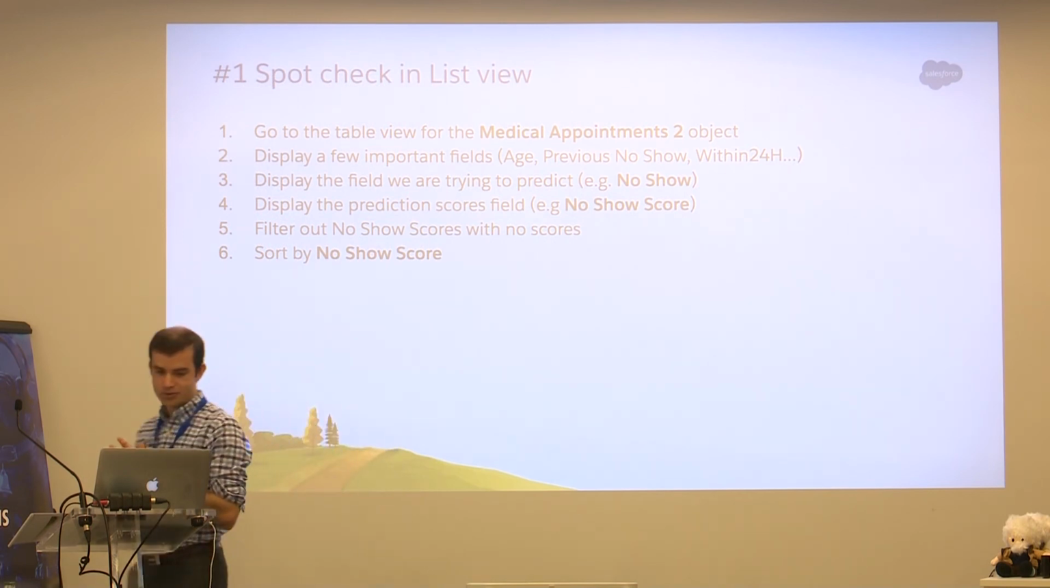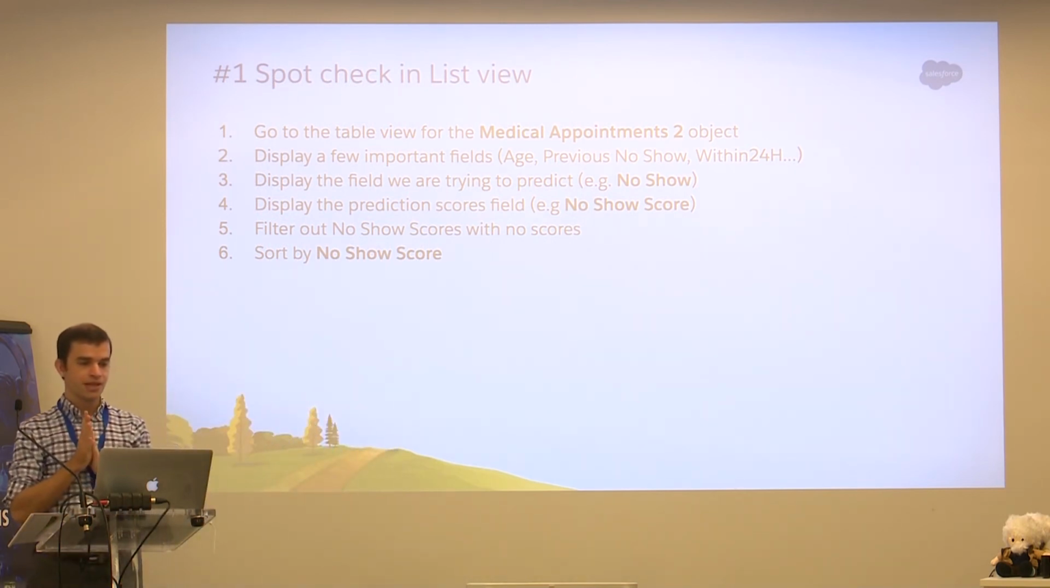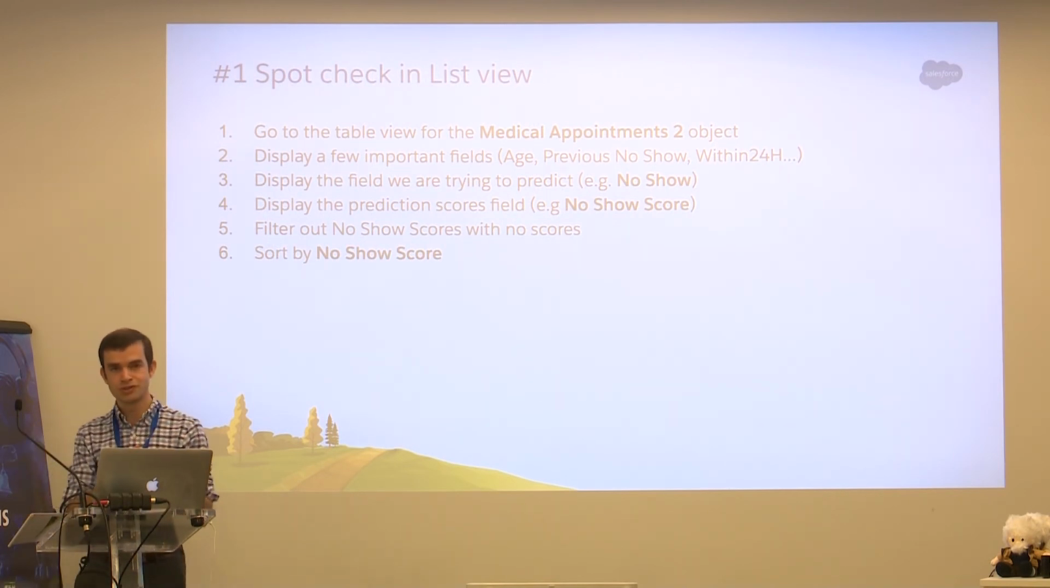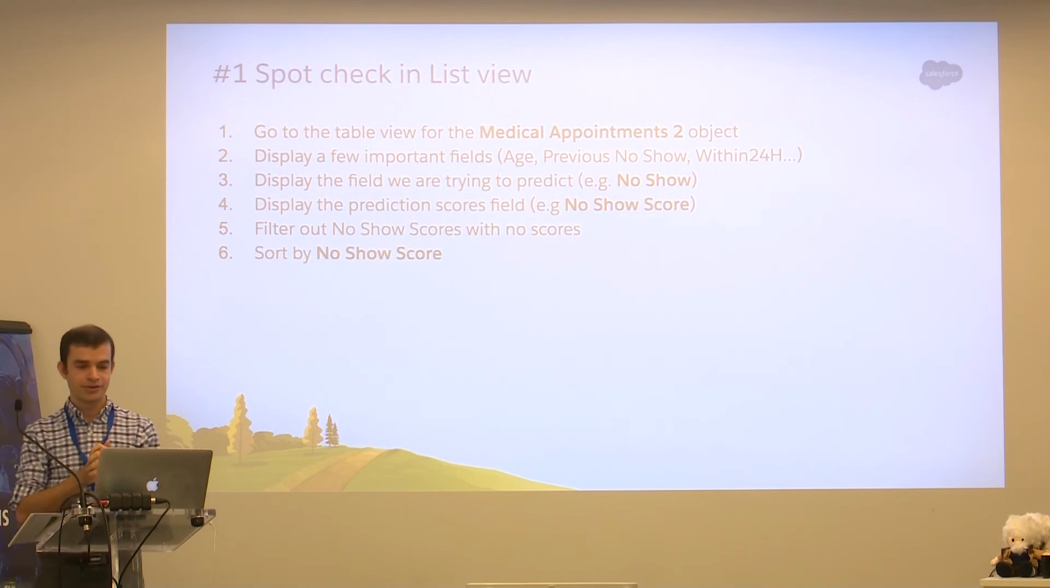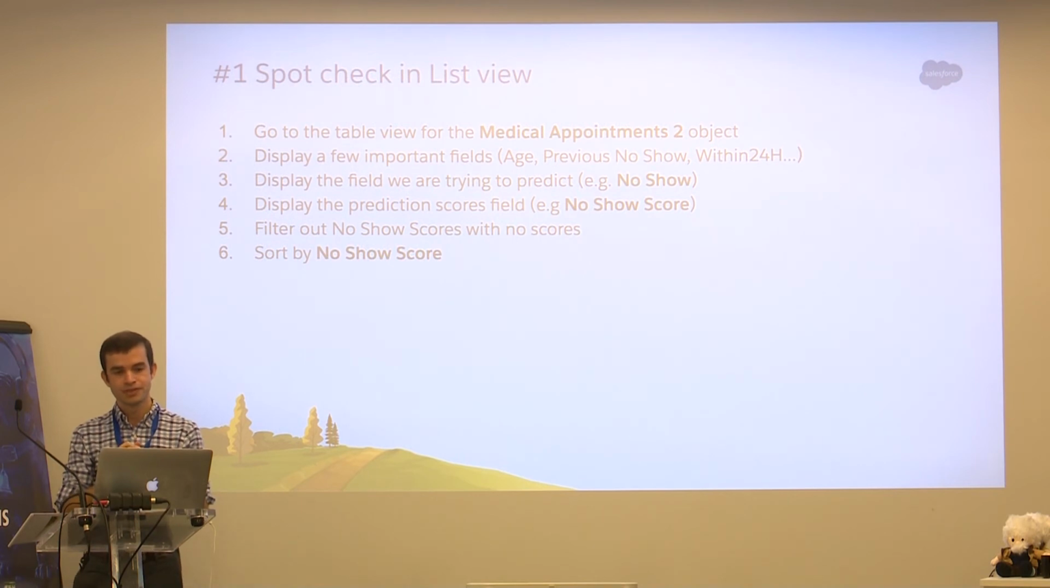And so you can go to the medical appointments 2, and then you can select a few fields that we saw were important. For example, we saw that previous no-show within 24 hours were important, so you can add them in the list view. You can display the field that we are trying to predict.